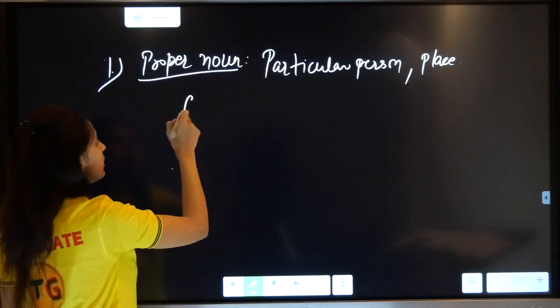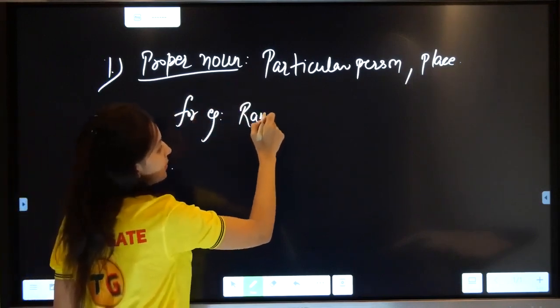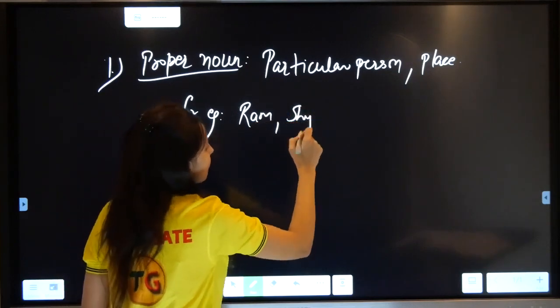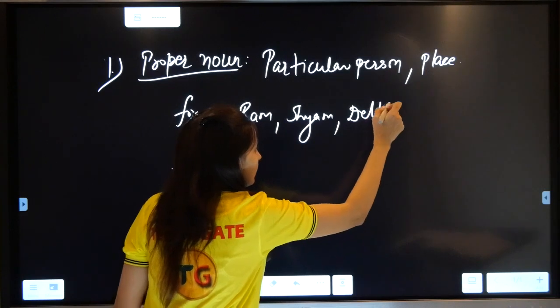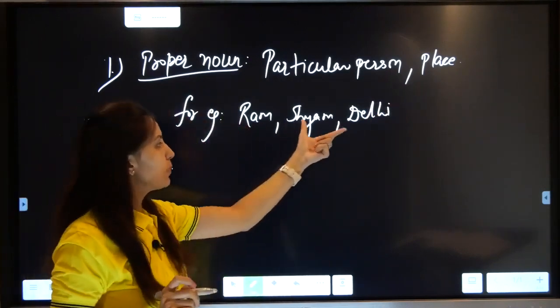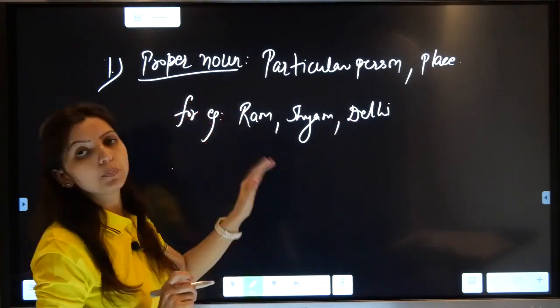For example, if I will say Ram, if I will say Sham, if I will say Delhi, then what are these? These are used for some specific person or some specific place. That's why they are known as proper noun.